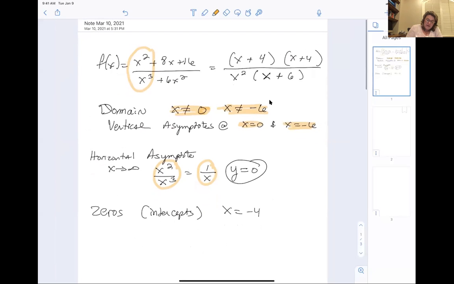Lastly, if I need to know my intercepts for this one, that occurs when my numerator is equal to 0, and that would be when x equals -4. So now I have all that information. You need a piece of paper and pencil when you do this.